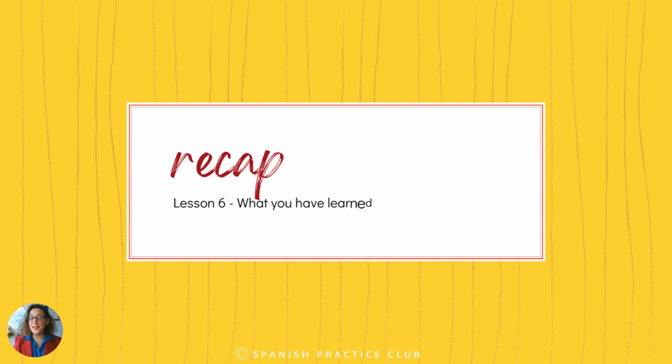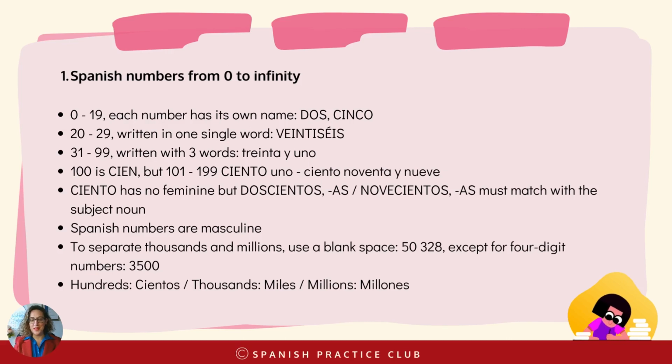What have you learned in lesson number 6? So let's do a recap of this lesson. Number 1, you have learned how to count in Spanish from 0 to infinity, how the numbers from 0 to 19 have their own word to describe them, like dos or cinco or diecisiete, for example. How the numbers from 20 to 29 are written in just the one word.